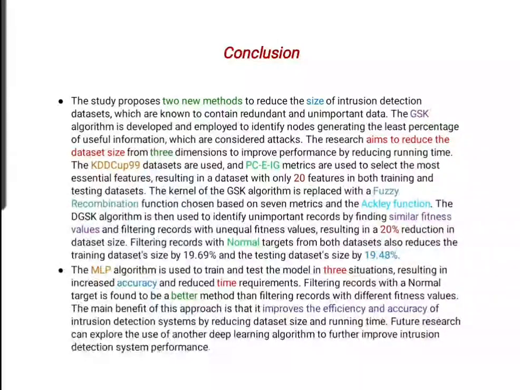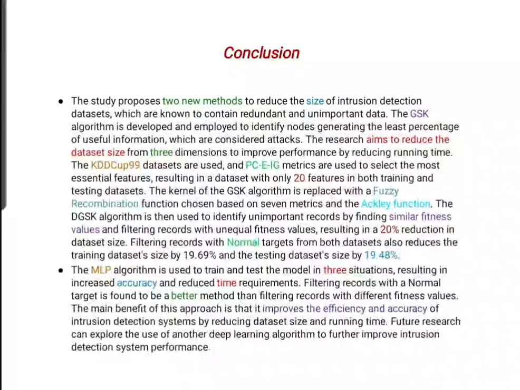The study proposed 2 new methods to reduce the size of intrusion detection datasets, which are known to contain redundant and unimportant data. The GSK algorithm is developed and employed to identify nodes generating the least percentage of useful information, which are considered attack. The research aimed to reduce the dataset size from 3 dimensions to improve performance by reducing running time. The KDD CUP dataset is used and PCEIG metrics are used to select the most essential features, resulting in a dataset with only 20 features in both training and testing datasets.